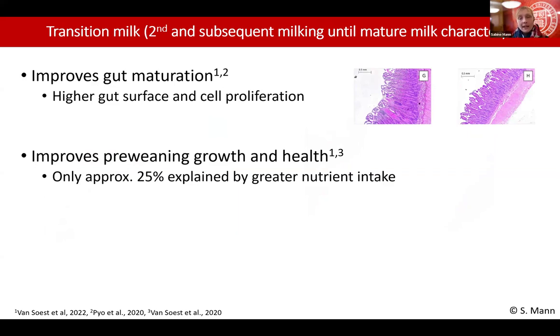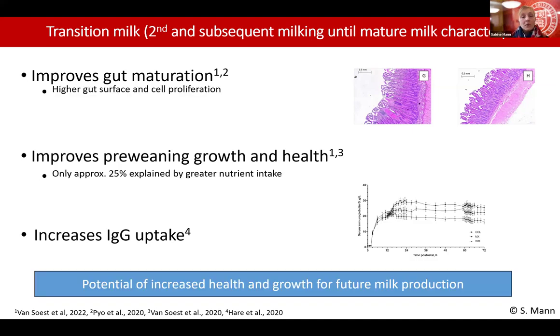And not all of this is explained by feeding this more nutrient-dense transition milk, but really most of it is explained by the calf being able to actually use nutrients better when it is fed milk later. And then we also know it increases IgG uptake, as I've shown before in the data. And so together we know that if you can feed second feedings of colostrum or transition milk, we have the potential of increased health and growth. And then also with that, the potential for increased future milk production in our calves.